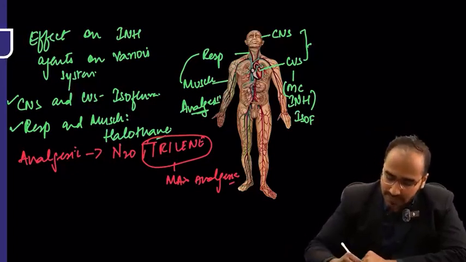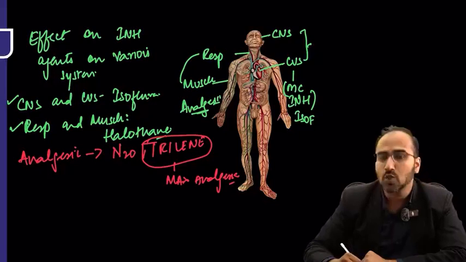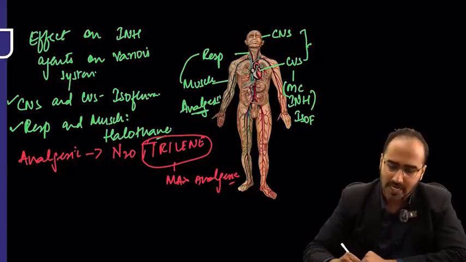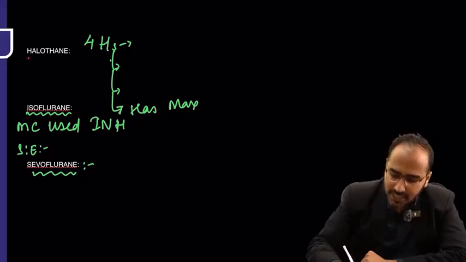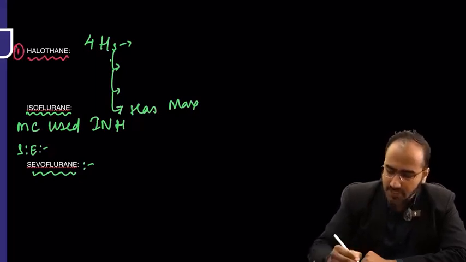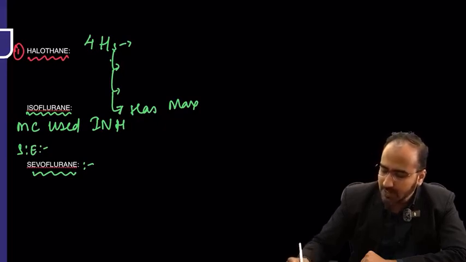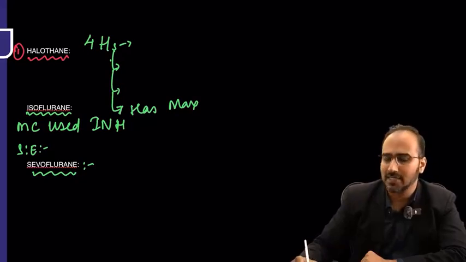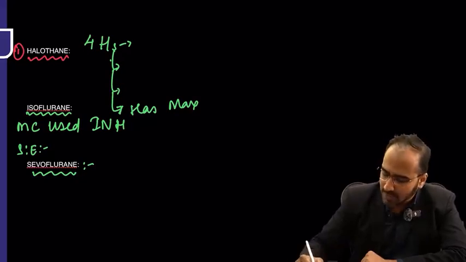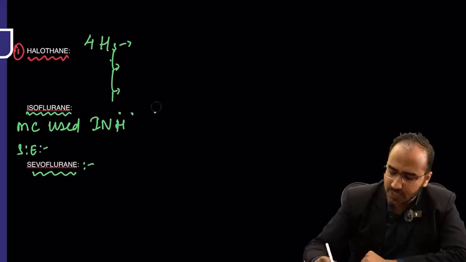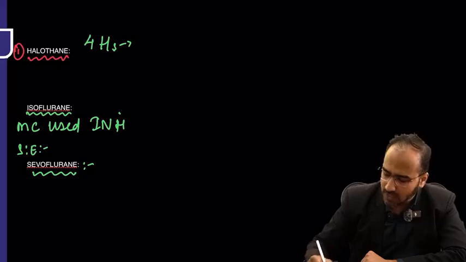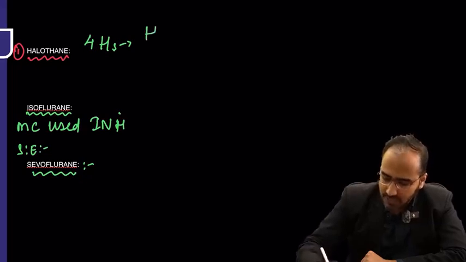Now guys, what we need to cover about it, we have to cover a few inhalational agents, okay? Starting with the first inhalational agent, which is called halothane. If someone asks you about halothane, your immediate answer should be: halothane starts with H. So the answer should be the 4 H's of halothane.